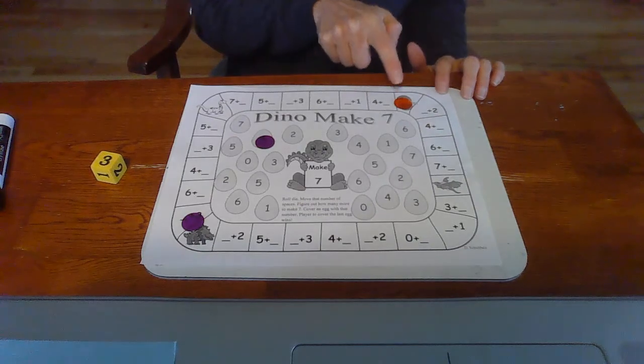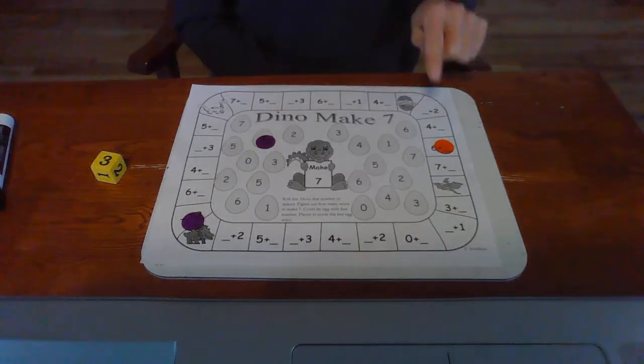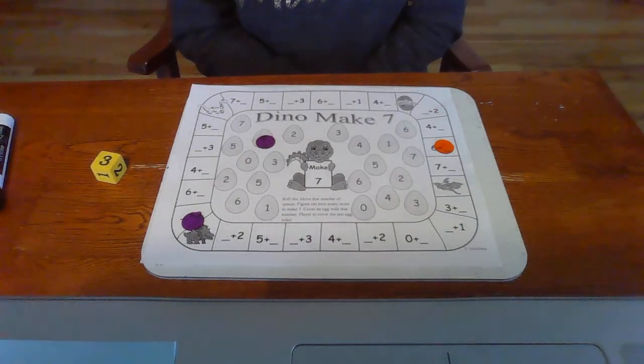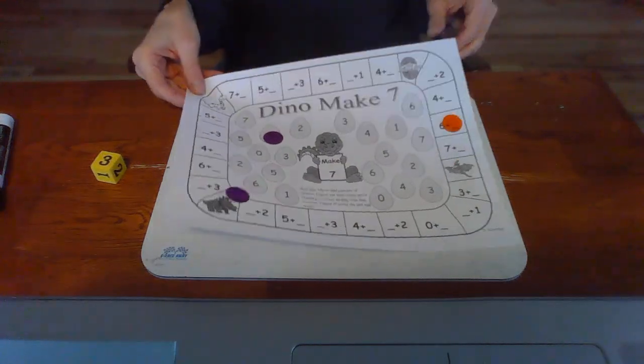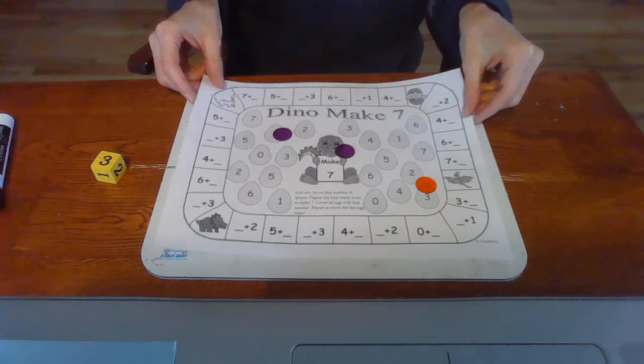Oh, you guys got a 3. 1, 2, 3. Oh, you guys have 6 plus blank. What does 6 need to make 7? I can hear you guys saying it's 1. I'll double check. Yep, 6 and 1 makes 7.